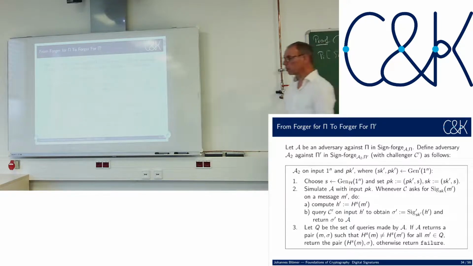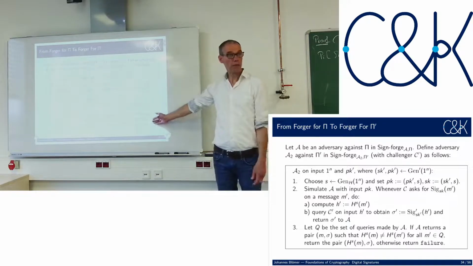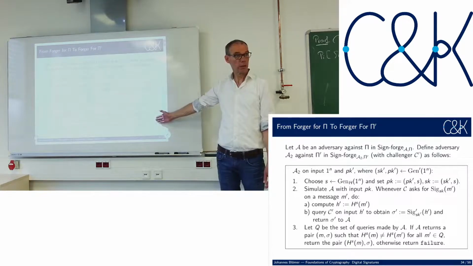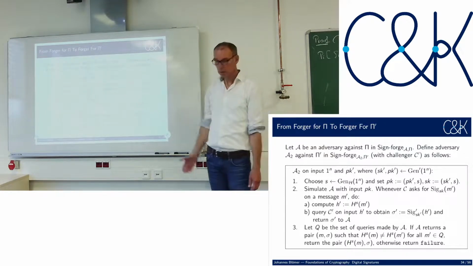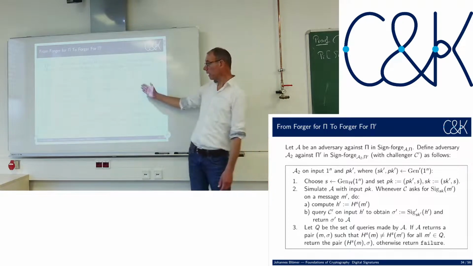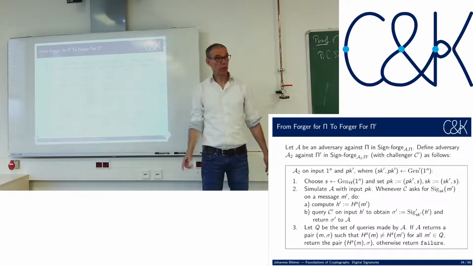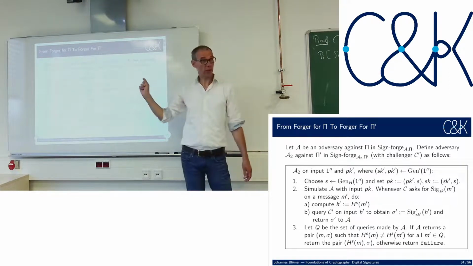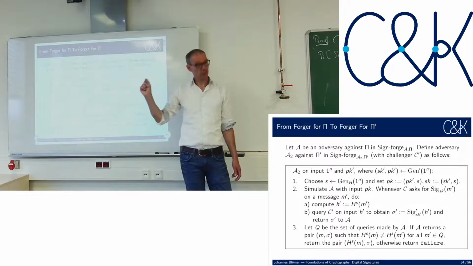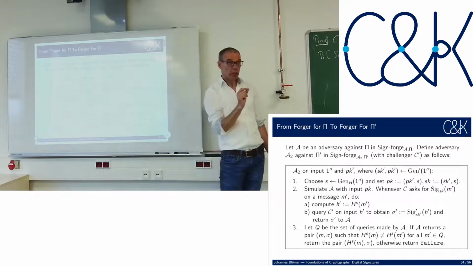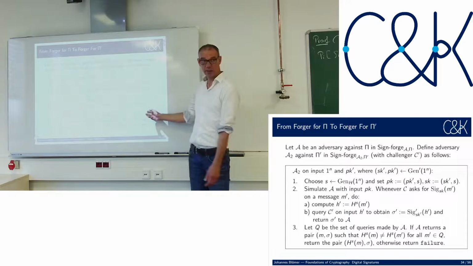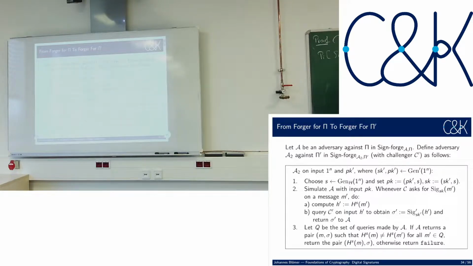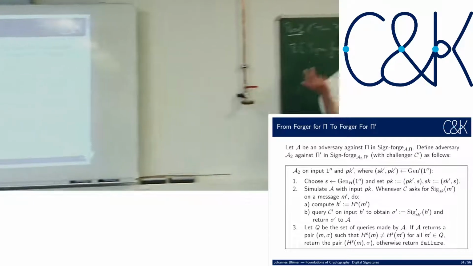Now, what's the success probability of this algorithm? And I claim it's the probability that A finds the correct forgery, and there was no collision. Why do we need that? Obviously, it has to find a valid signature, a valid forgery. Otherwise, we do not output a valid forgery for pi prime.